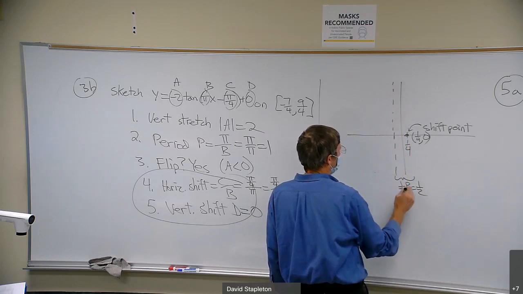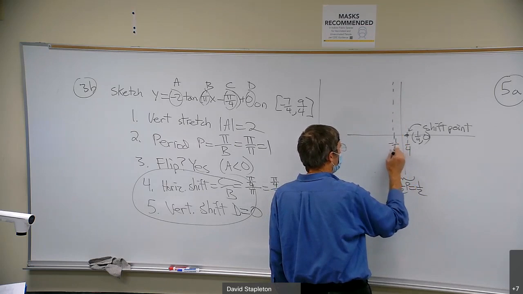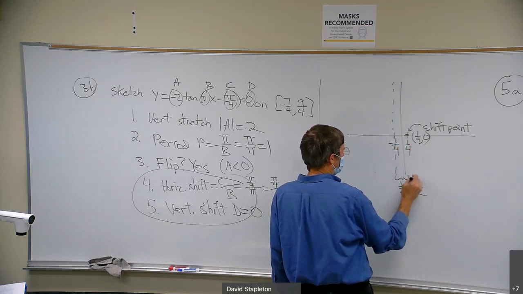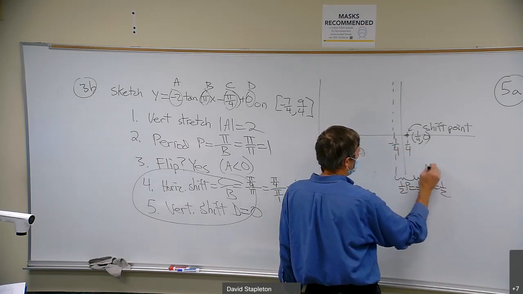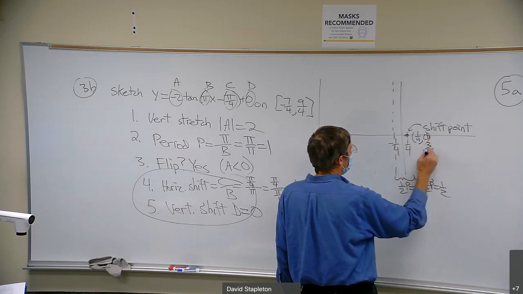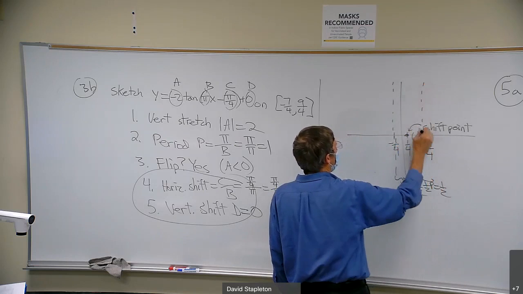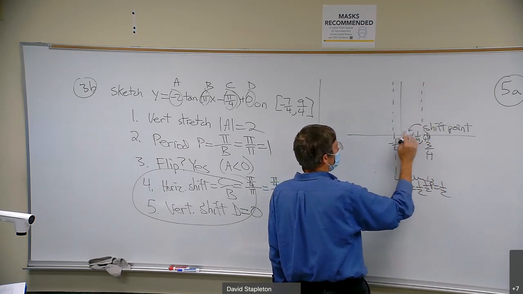Well, what is that point? If I go 1/2 left of 1/4, this must be minus 1/4. Then I'll go half a period this way, also equal to 1/2. If I go 1/2 right of a quarter, I must be at 3/4. There's where my asymptotes are, minus 1/4 and 3/4, and it crosses at 1/4 here, if I can draw this correctly.